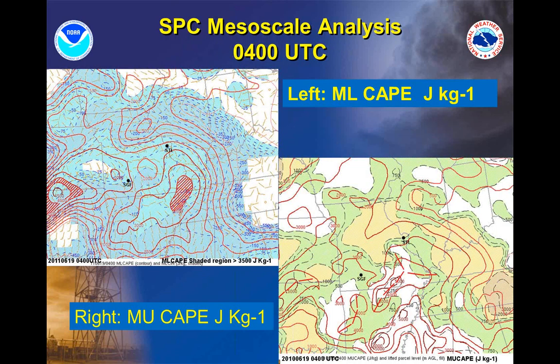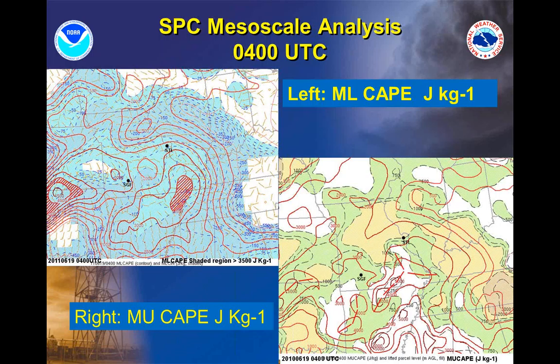Again, I forwarded to the 4Z now. You remember what was on the prior slide for the CAPEs. SPC plots at 4Z, you still had ML CAPEs there on the left image, anywhere from 2,500 to 3,000 where that convection had fired, and immediately ahead of the convection, closer to the Springfield area. MU CAPE plots, a little bit messier. You've got pockets there of 4,000 to 5,000 or so.